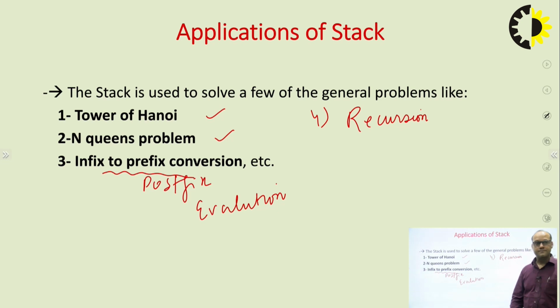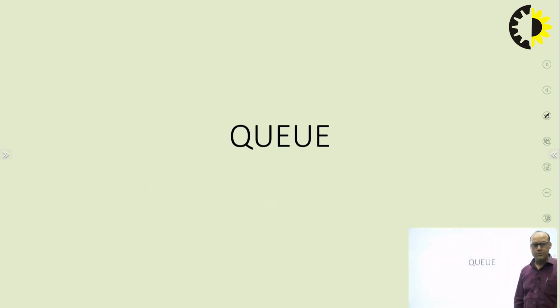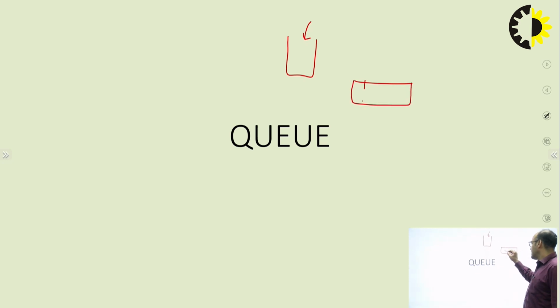Okay. Now let me introduce what a queue is. As I have told, there is only one end in the case of a stack, but a queue is also a data structure where two ends exist. And what are the ends here? There are two ends. One is this end, another is this end. Both ends are involved, and that data structure is called a queue data structure.